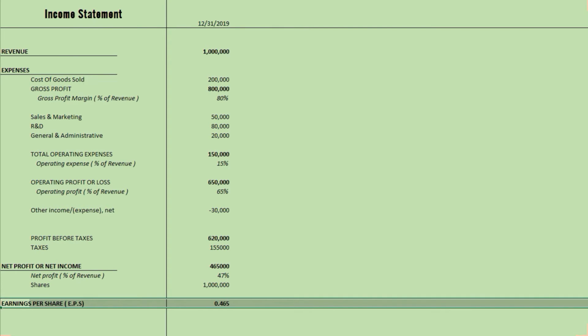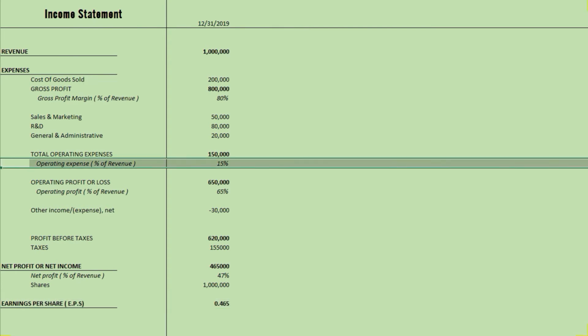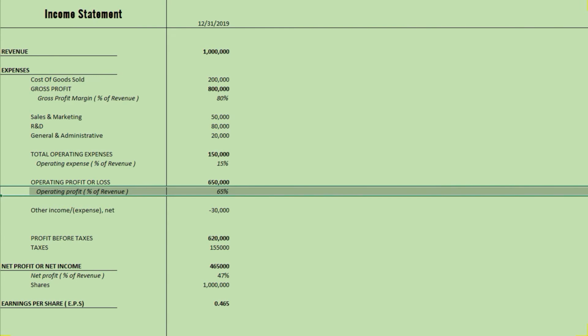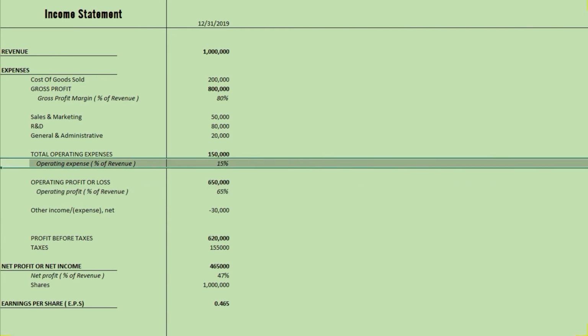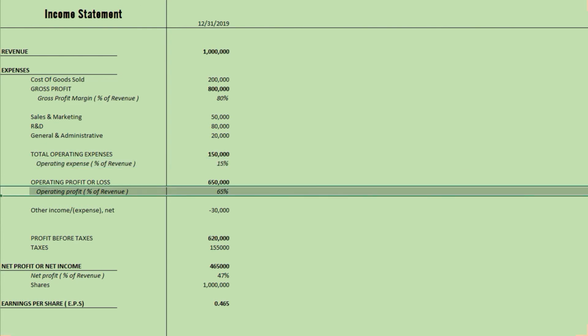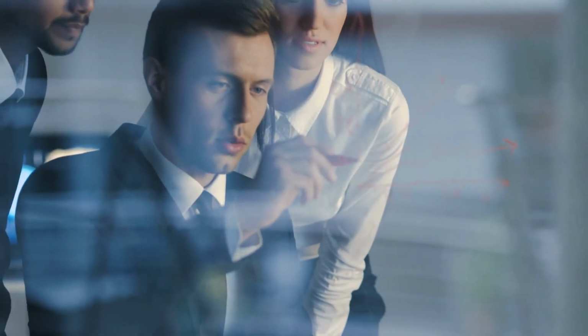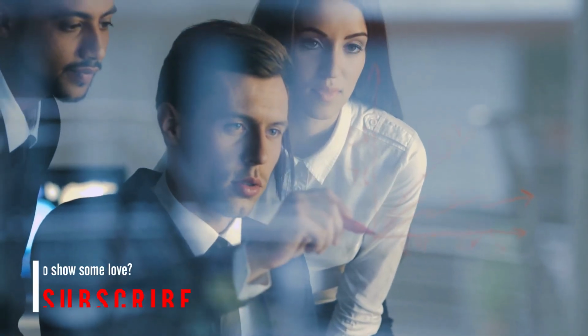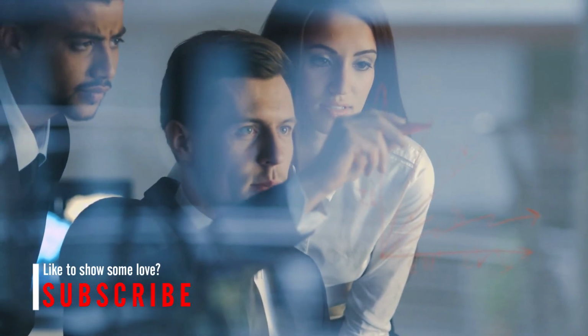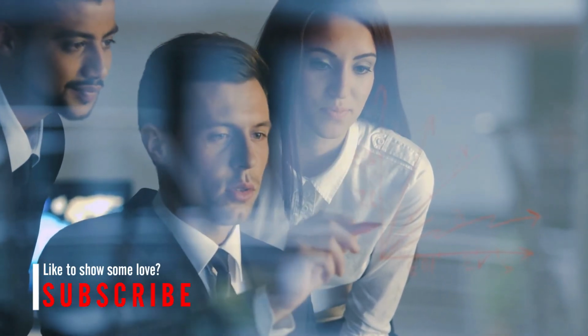It is important to analyze operating expenses, operating profit or loss, and net profit as a percent of revenue. In this example, operating expense is 15% of revenue, which is not bad. Operating profit is 65% of revenue and net income is 47% of revenue, which is quite good. To get a better idea of the company's performance, investors should analyze income statements within multiple time frames.